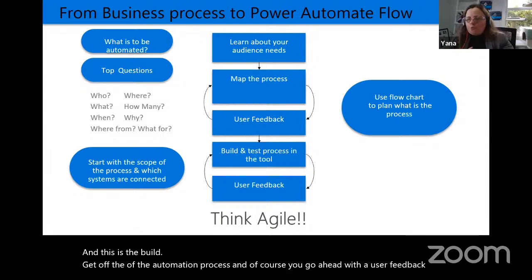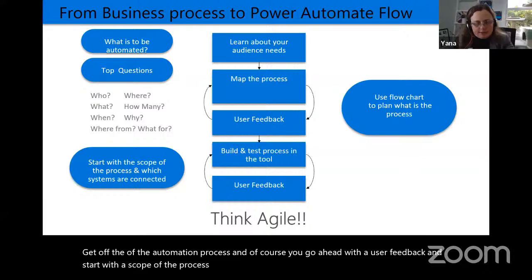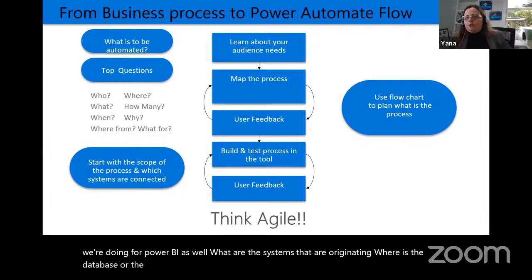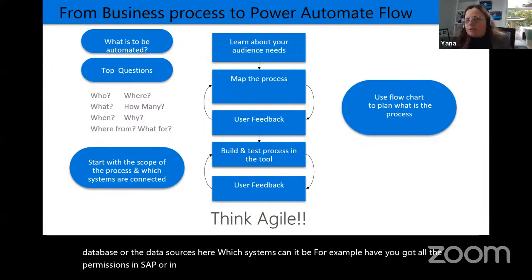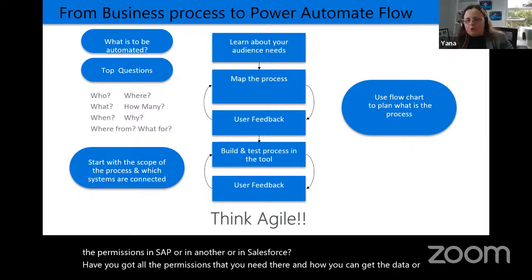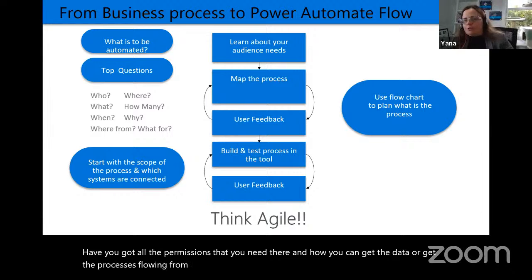Start with a scope of the process and which systems are connected. So this is something that we're doing for Power BI as well. What are the systems that are originating? Where is the database or the data sources? Here, which systems can it be? For example, have you got all the permissions in SAP or in another or in Salesforce? Have you got all the permission that you need there? And how you can get the data or get the processes flowing from there and to Office 365.